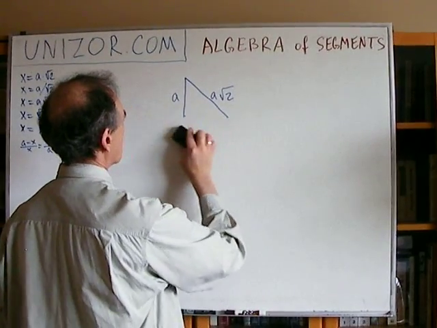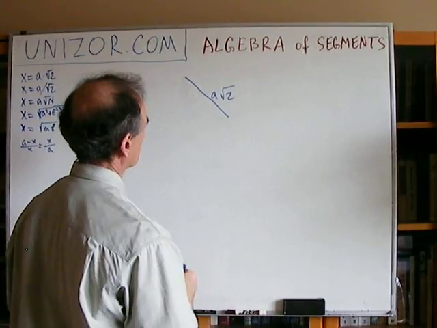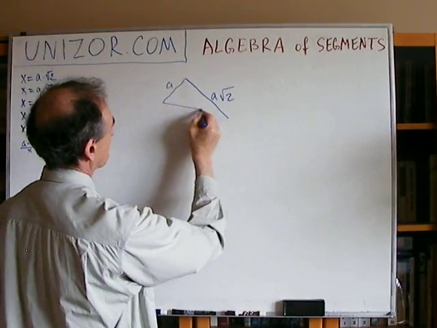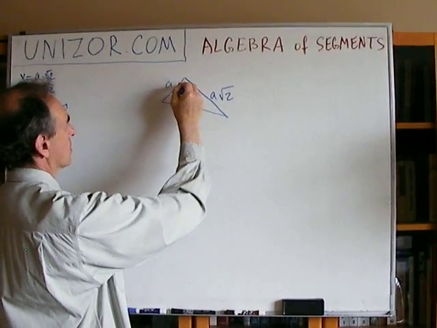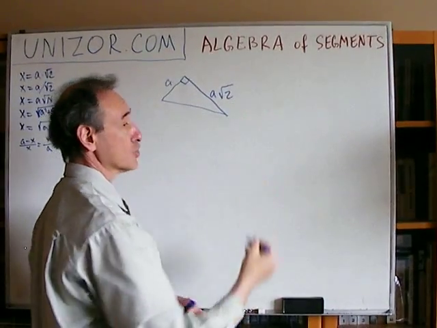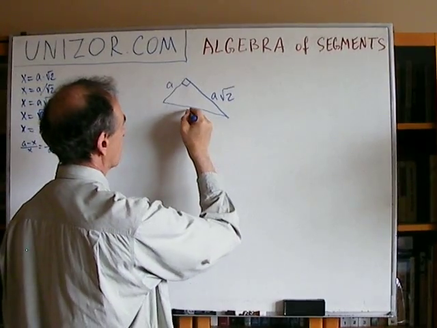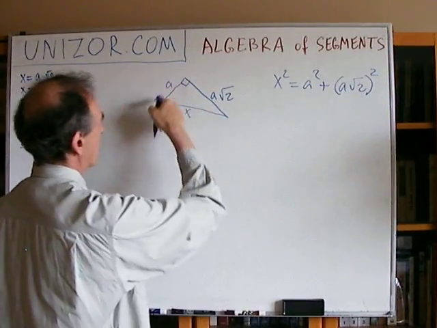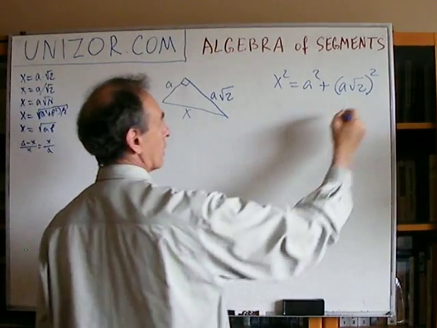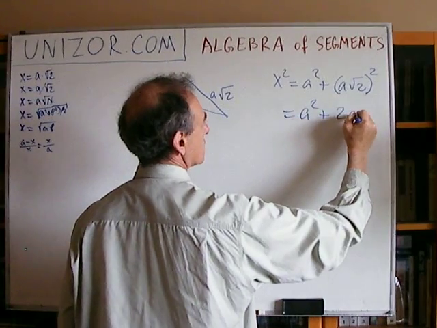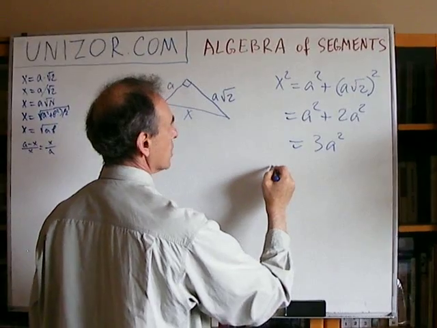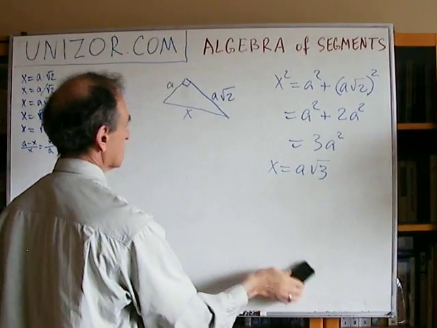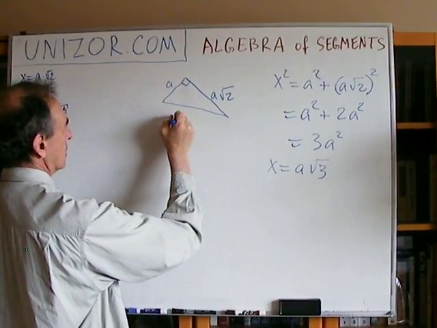Now, let's wipe out these guys. Let's add A and calculate this. This is the hypotenuse. This is the right triangle. One side is A square root of 2, which we know how to do. And this is still A. So this X would be A squared plus A square root of 2 squared, which is equal to A squared plus 2A squared, which is equal to 3A squared, from which X is equal to A square root of 3. Okay, so we got A square root of 3.